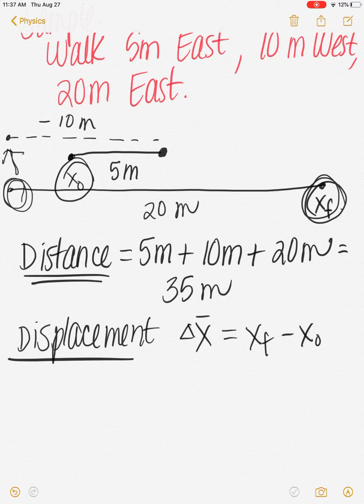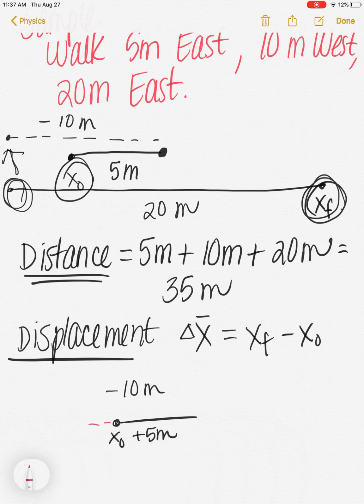All right, so if we really drew this out, let's think about it. You started here, you went 5 meters in the positive direction from your initial point, but then you went negative 10 meters. So negative 10 meters would actually mean that you end up back here, negative 5 meters from where you began, because if you went 5 in the right direction and then 10 backwards, you're going to be 5 meters behind where you started.